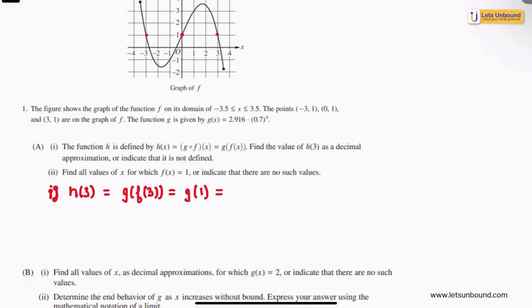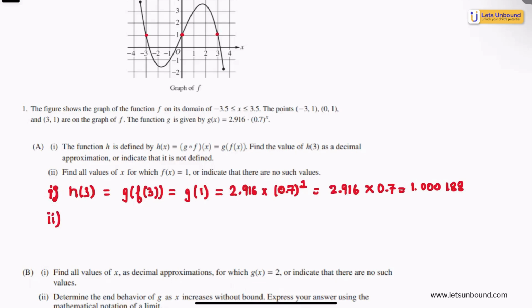For g of 1, we substitute in the function 2.916 times 0.7 to the power x, and x here will be substituted as 1 because we're solving for g of 1. So we substitute 2.916 multiplied by 0.7. When you multiply it on your calculator, you can do it with your normal calculators as well, you will get your answer as 1.00188, which you can approximately write as a value of 1 in decimal approximation. So that's how we solve for composition of functions.